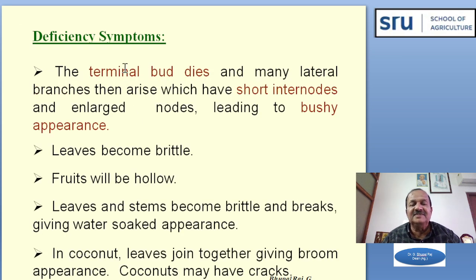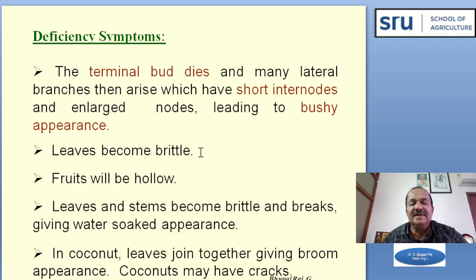The main deficiency symptoms of boron appear because, as I told you, it is required for the growth of meristematic tissue, that is the edge of the plant. When boron is deficient, the terminal bud will die, and later on lateral side branches arise, which have shorter internodes and enlarged nodes, leading to a bushy appearance at the top of the plant. This is the common symptom for boron.